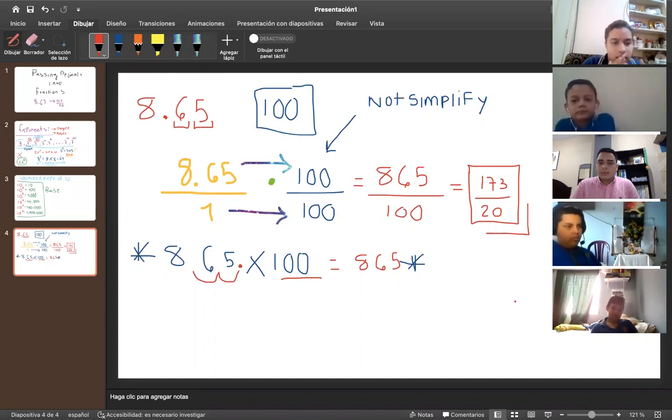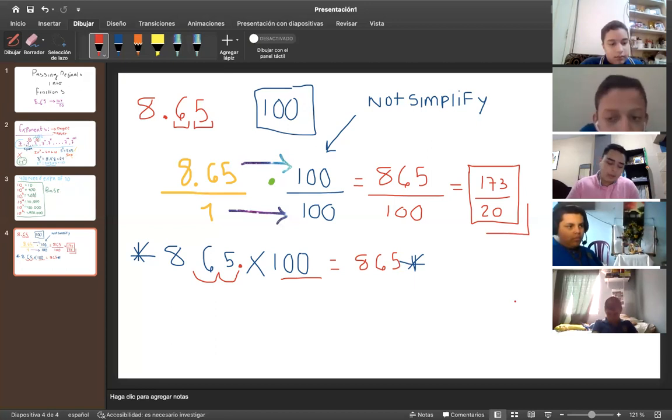We can pass a fraction to a decimal. A fraction into a decimal? Yes, you just have to divide the number. And I know that you already know how to divide, right? Okay. Guys, if you want to pass a fraction into a decimal, you just have to divide. That's it. And you already know how to divide numbers, right?